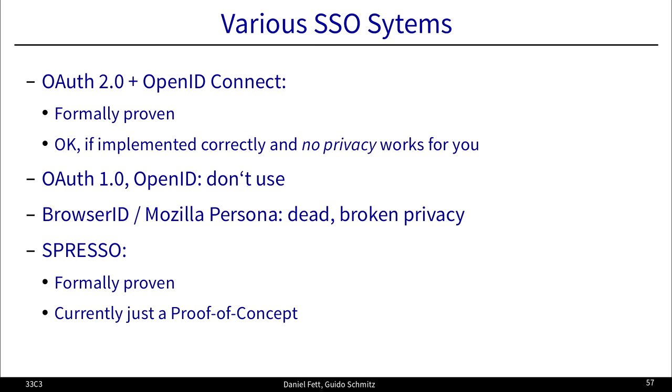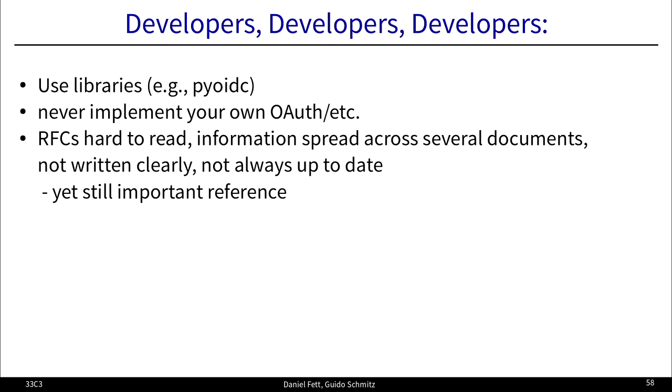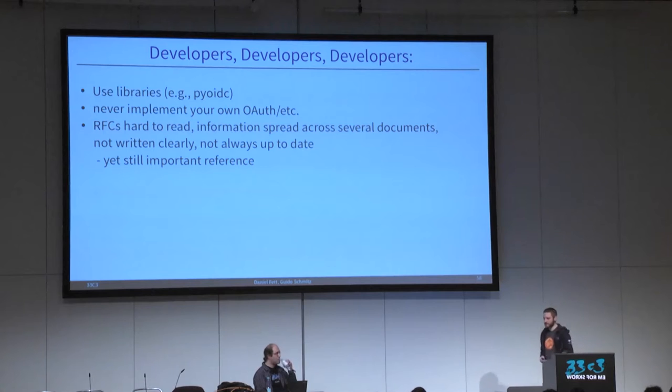So one target audience are certainly developers. Use libraries wherever possible. For example, PyOIDC is written even by members of the OAuth and OpenID Connect working groups, so they know what they do, hopefully. Also, regarding RFCs, they are hard to read, and information is often spread across several documents. They are often not written clearly, and they are not always up to date. But they are still an important reference, and I think it's good advice to look at the RFCs from time to time, even if they are hard to read.